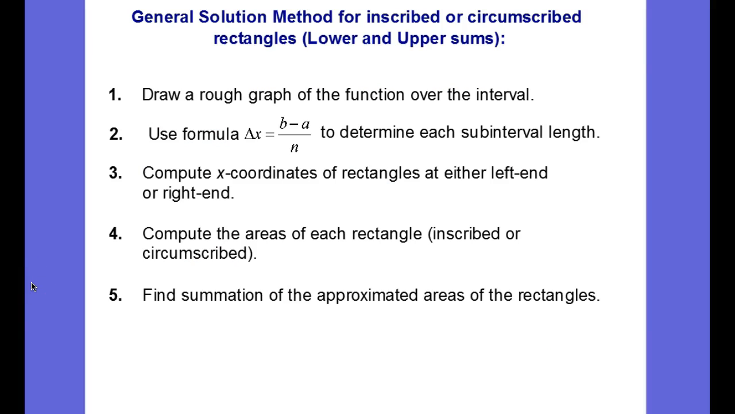So here are the steps for using Riemann sums. 1. Draw a rough graph of the function over the interval. Use this formula for delta x, so you'll be given an interval AB, and maybe they'll tell us how many rectangles to use. So we can find delta x. Then we compute coordinates of rectangles at either the left end or right end. And then we compute the areas of each rectangle based on our left-hand or right-hand Riemann sums. Finally, add them up. So this is an approach that will work for left-hand and right-hand Riemann sums. We'll talk a little bit more about midpoint Riemann sums in a moment.